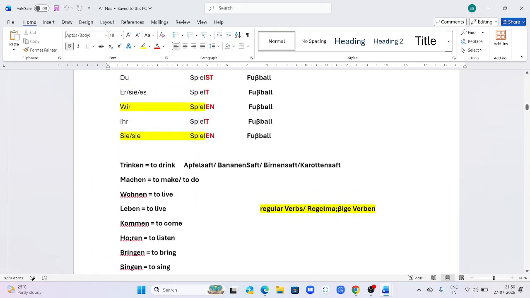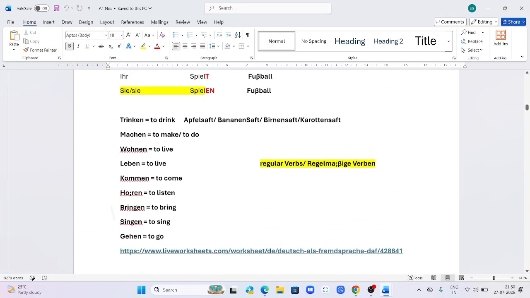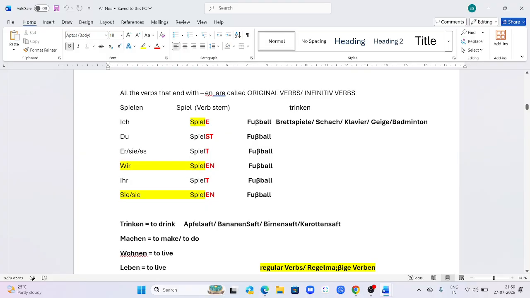And after this, we did regular verb conjugation. We saw that regular verb conjugation is whenever you have the -en form of the verb, it is called an infinitive verb or original verb. When you're conjugating, you'll remove the -en. Whatever word is remaining, you write the same word all over and you give the ending. That is regular verbs. For irregular verbs, du and er/sie/es will change.